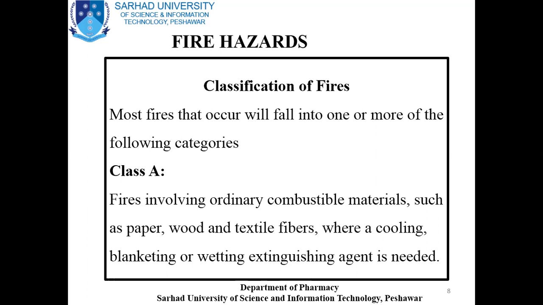In the case of Class A fire, which is due to combustible material, for example paper, wood, and textile fiber, a cooling or blanketing agent or a wetting agent, that is a wetting fire extinguisher, is needed to control the Class A fire, which is due to ordinary combustible material.